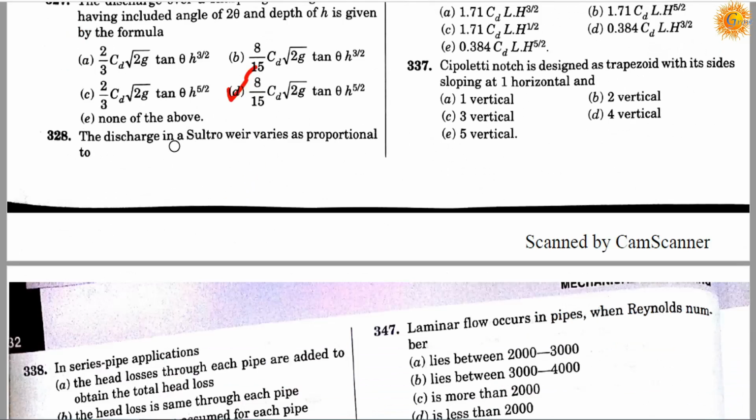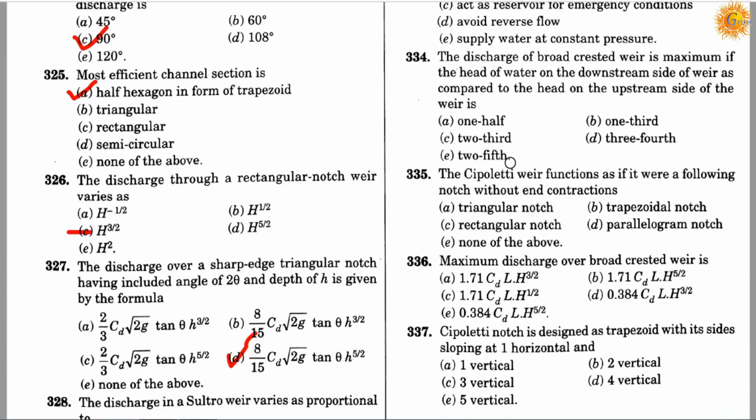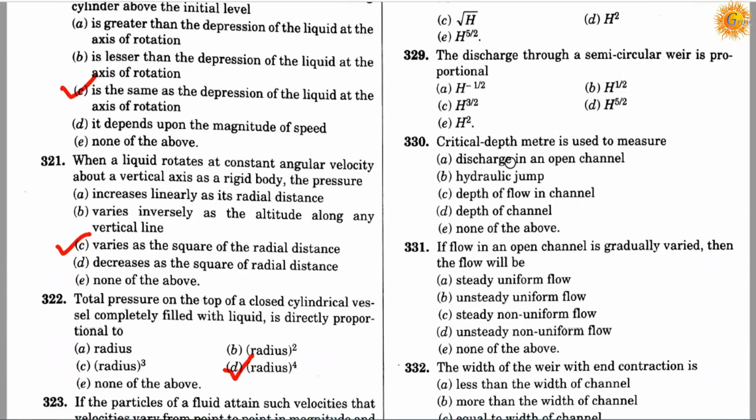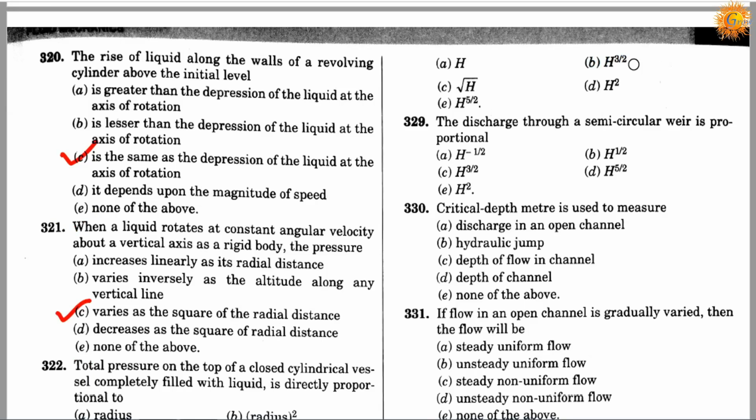Question number 328. The discharge in a Cipolletti weir varies as proportional to: option A, h; option B, h power 3 by 2; option C, under root h; option D, h square; option E, h power 5 by 2. So the correct answer is A, it will be h.